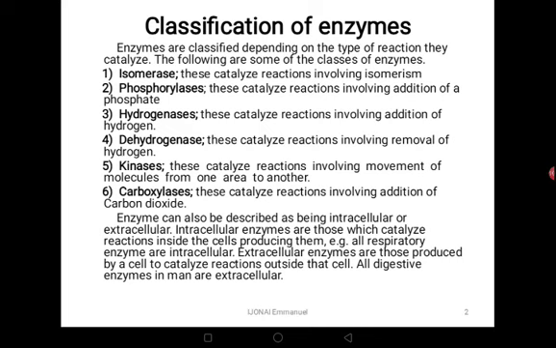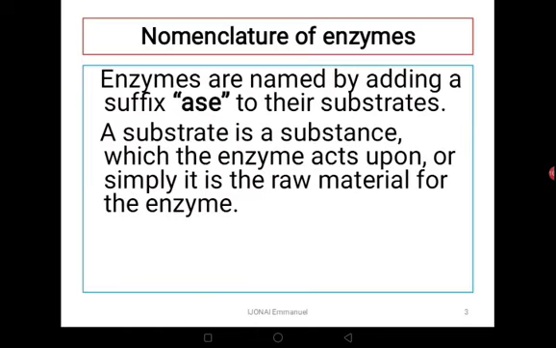So we can categorize enzymes based on which part they act on. Is it within the cells that produce them or outside the cells that produce them? They can either be intracellular or extracellular. I want you to add that also in your summary. What are intracellular enzymes? And what are extracellular enzymes? That would be great. So we are going to move to something else called nomenclature of enzymes.